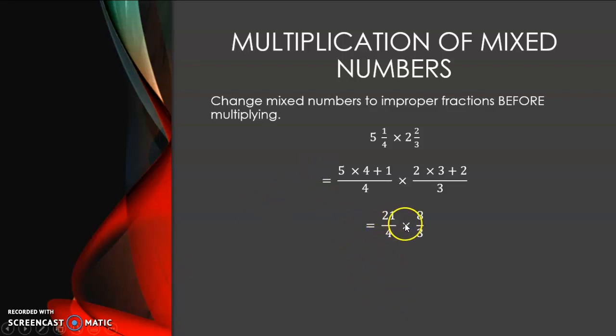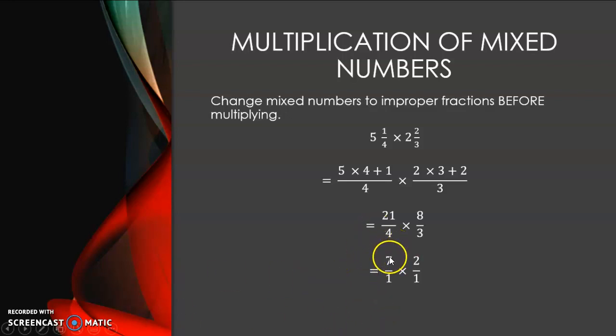Then 21 and 3 is a cross, so I can find factors. 21 divided by 3 will give me 7, and 3 divided by 3 will give me 1. And there we wrote it: 7 over 1 times 2 over 1.